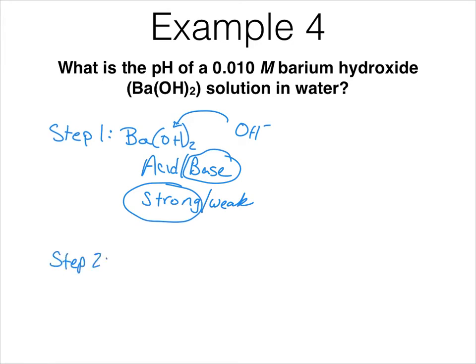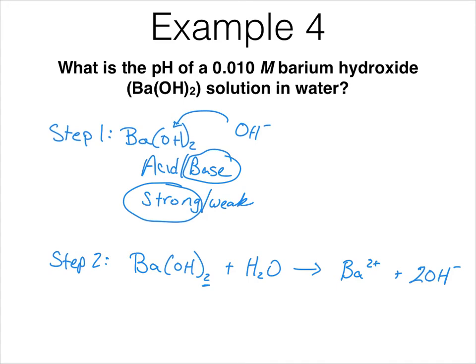So now step 2 is figuring out how the barium hydroxide reacts with water. Since it is a strong base, it is going to fully dissociate. Notice that this 2 in front of the hydroxide is because there are 2 hydroxides for every 1 barium.